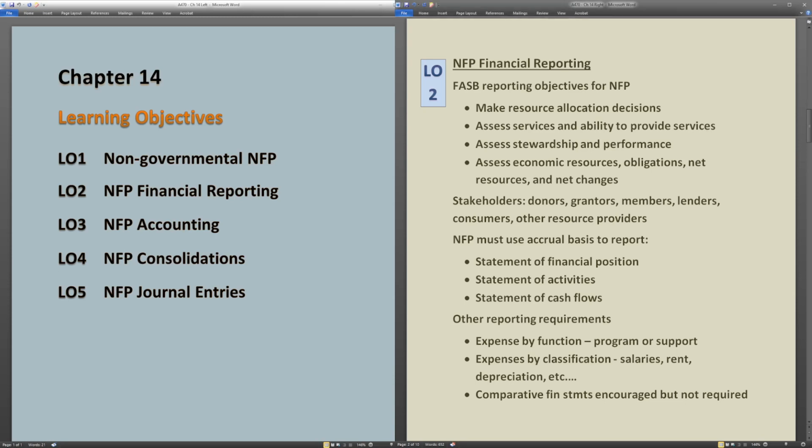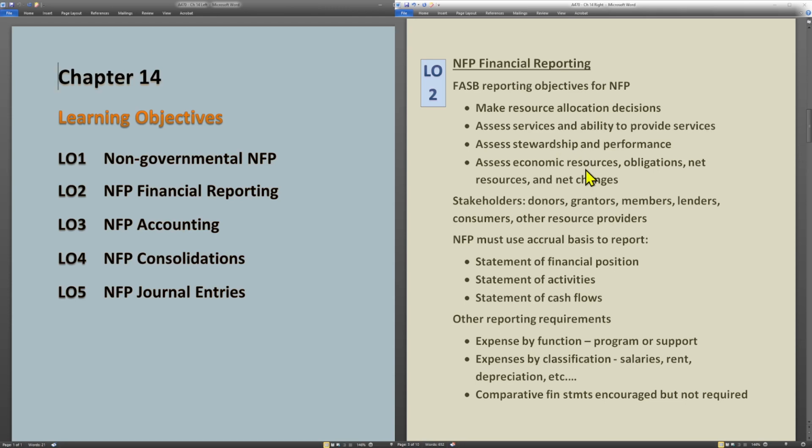Well, we've got a number of different things here. We've got resource allocations: how to make decisions with the assets that a not-for-profit has. What are the services they are providing, and what is the ability to provide them in the future? Again, we are pointing out this word that you don't see that often with for-profit, the idea of stewardship. In other words, you've been granted or donated funds or assets as a not-for-profit. What are you doing with them? Are you using them correctly or for the proper purpose? And are you doing it efficiently and effectively?